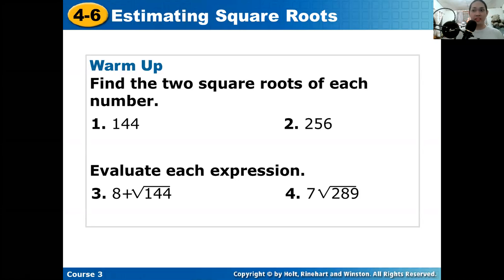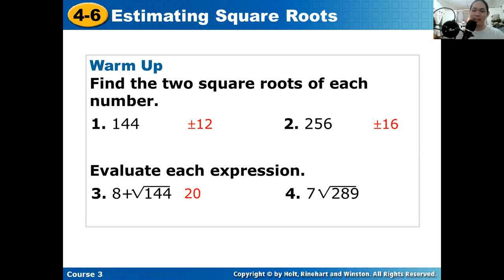Let's start with number one, 144. That is positive and negative 12. What about number two, 256? What are its square roots? Positive and negative 16. But if you're asked about the principal square root, you will give the positive root. Again, evaluate each expression. 8 plus the square root of 144 gives you 20, because the square root of 144 is 12, and plus 8 gives you 20.